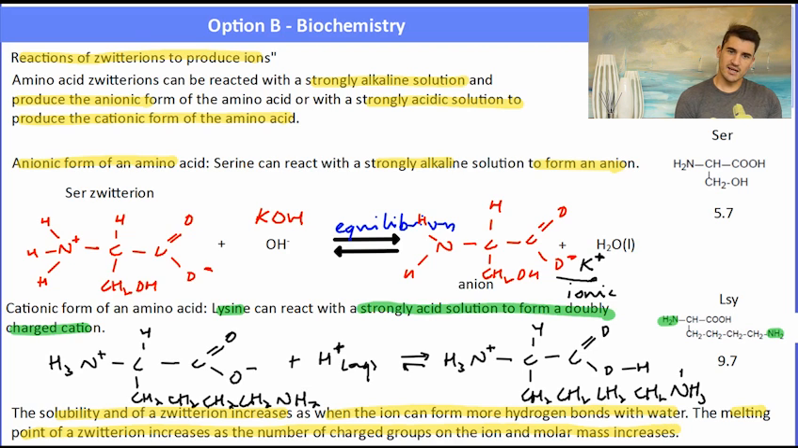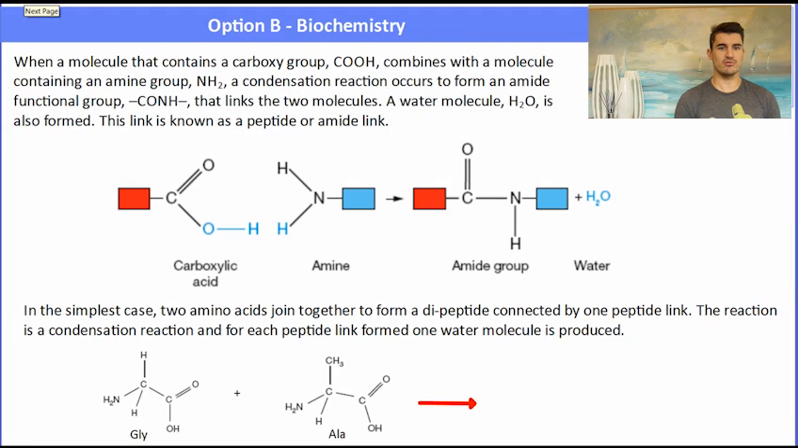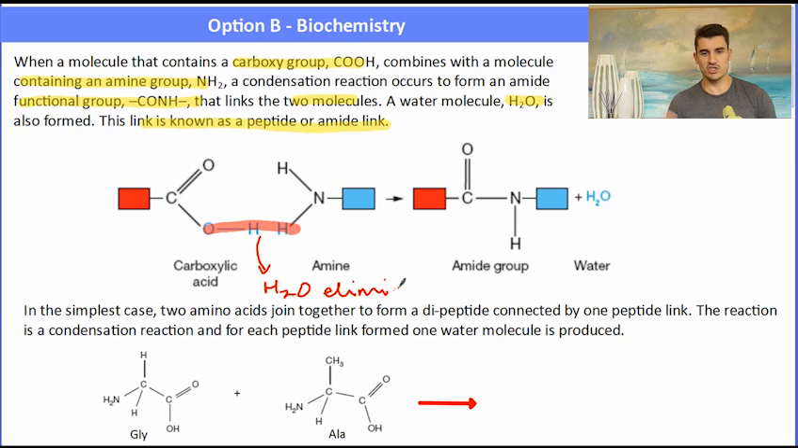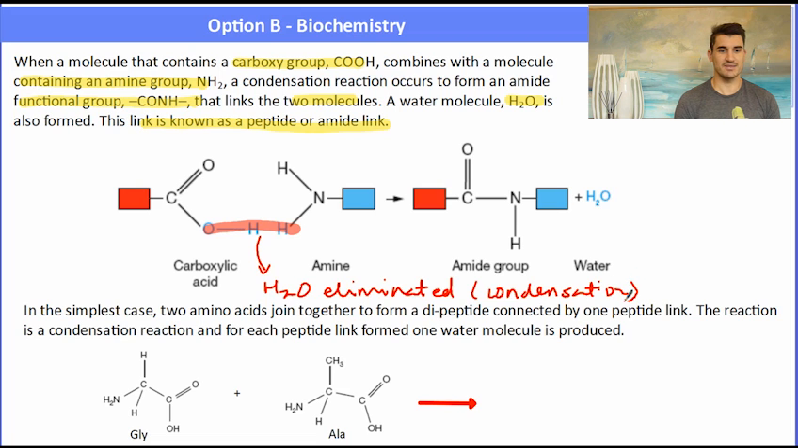When a molecule contains a carboxy group and an amine group, a condensation reaction can occur to form an amide or peptide link. We get this functional group CONH, and that links the two molecules together and is known as a peptide or amide. So the carboxylic group reacts with the amine group of another amino acid where water is eliminated. So it's a condensation reaction. We get a joining of the two monomers by this amide group and the elimination of water. So we have our plus H2O at the end. The OH from the carboxy group and the H from the amine is what is eliminated.